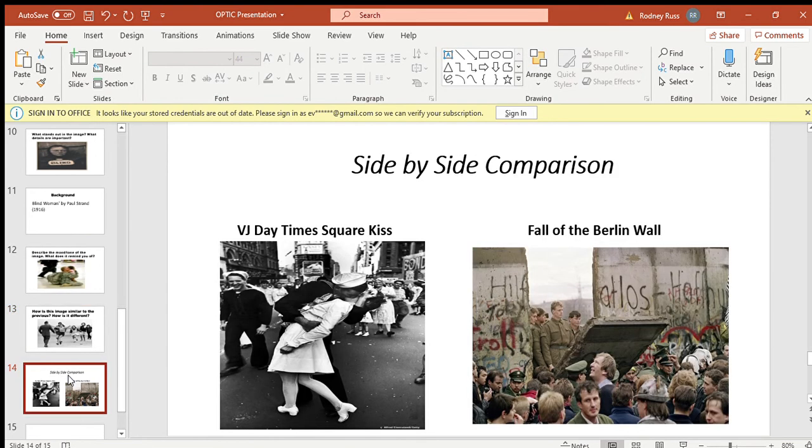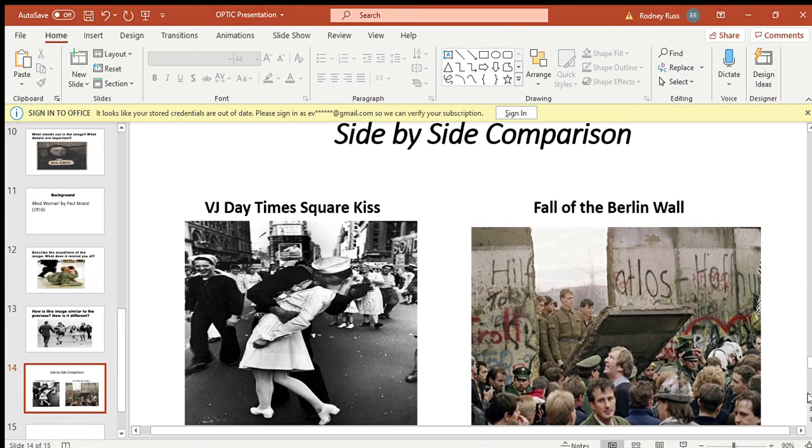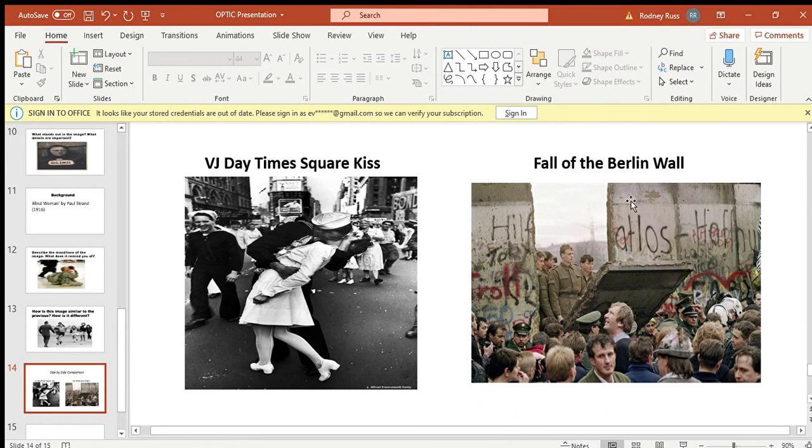Lastly, let's take a look at a side-by-side comparison, and we'll go a little deeper. We're going to take all the information we learned here today about OPTIC and do a synthesis. So let's do a side-by-side comparison. The V-J Day Times Square photo, which most of us have seen, which is a very well-known image, and the fall of the Berlin Wall, which you may not have as much background on.